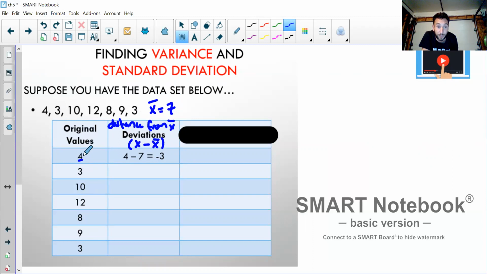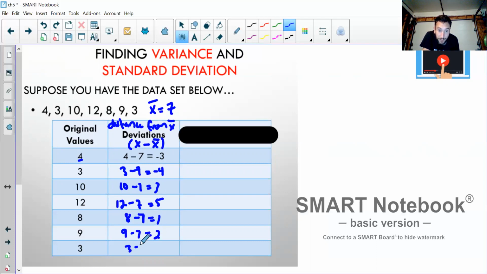And that's what we're seeing here, right? 4 minus the average of 7. Here we're going to have a deviation of -3. Here we're going to have a deviation of 3. Of course, you can pause the video and finish this on your own. And 3 minus 7 is -4. So now, over here, we have a bunch of deviations.